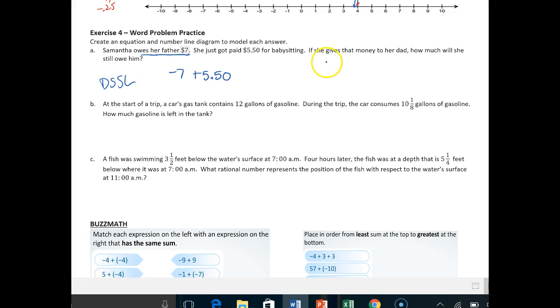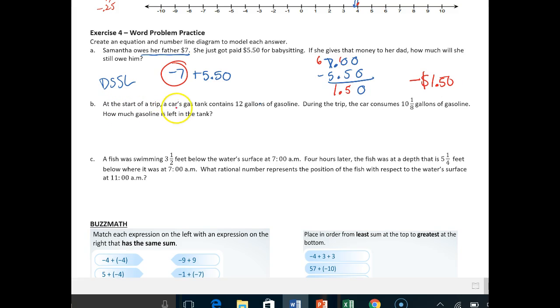Subtract larger. So basically I'm just going to do 7.00 minus 5.50. We know how to subtract decimals. We're going to do some borrowing here. This becomes a 6. This becomes a 10. I get 1.50, but then in your head you've got to say, all right, different signs keep the sign of the larger. I have more negatives, so that's why my answer is she still owes her father $1.50.